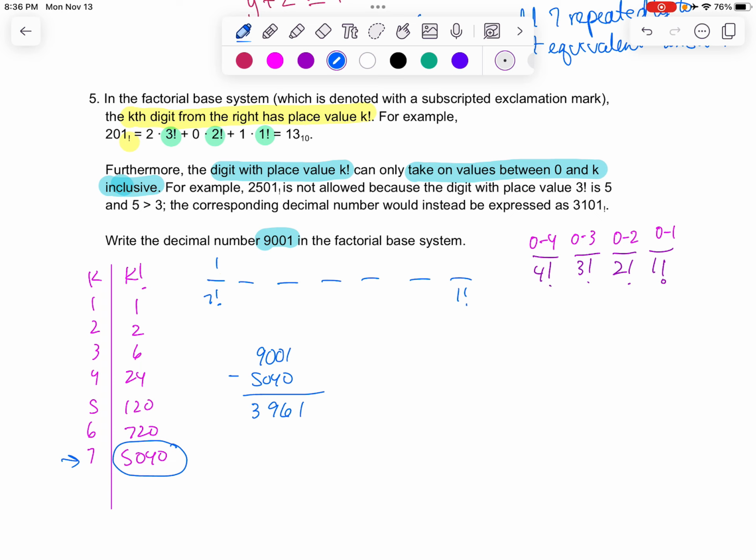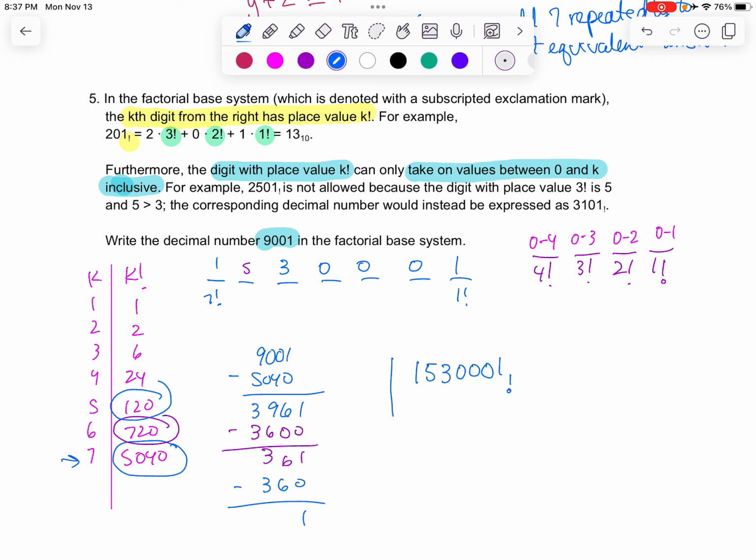All right, now I am down to the next value, 720. How many times can I put 720 in here? Well, I can do it 5 times. So I'm going to subtract off 720 times 5, which is 3600, and that leaves me with 361. So how many times can I put 120 in 361? I can do that 3 times. So I'm going to subtract off 360, leaving me with 1. And that means it only goes down over here with 1. I have no 24s, no 6s, and no 2s. So my final answer is 1530001 in the factorial base.